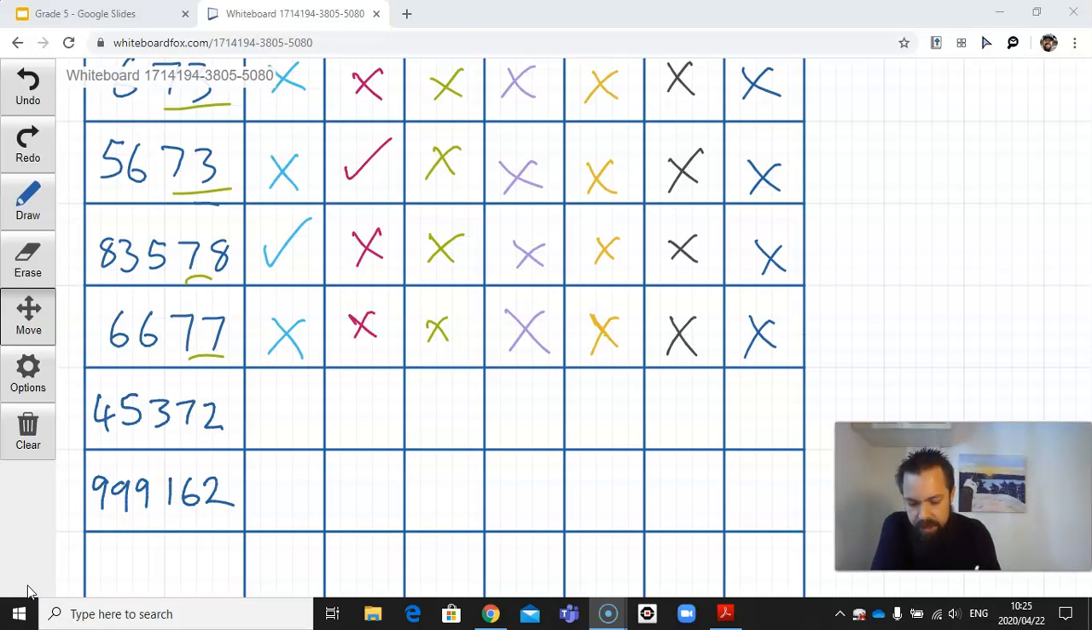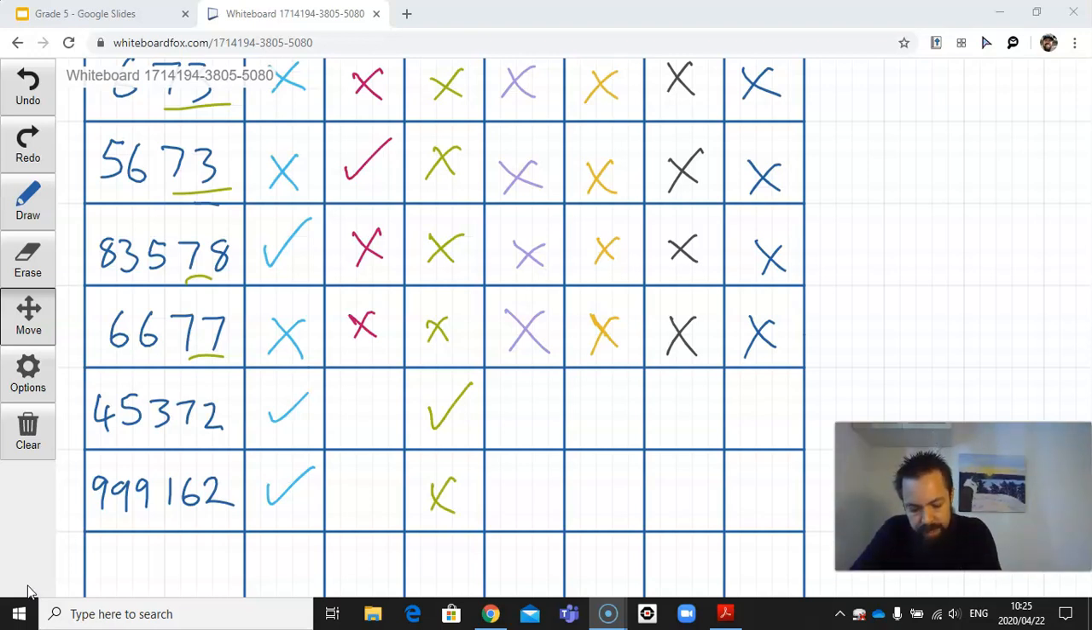Okay, I'm going to check 2's first. So the last number for both of those is either 0, 2, 4, 6, or 8. So both of those are divisible by 2. I'm going to check 4 next. 72, so start with 40, 44, 48, 52, 56, 60, 64, 68, 72. Yes, that one is. 62 wasn't in that timetable, so that one isn't.